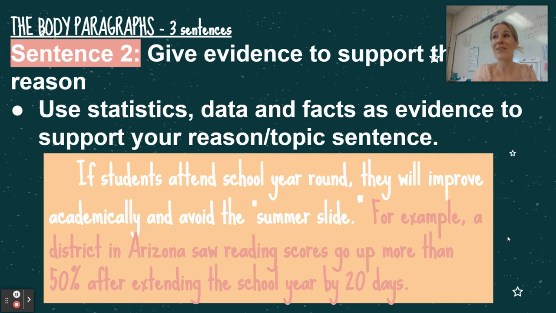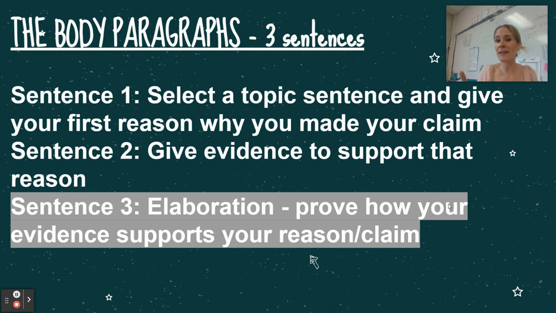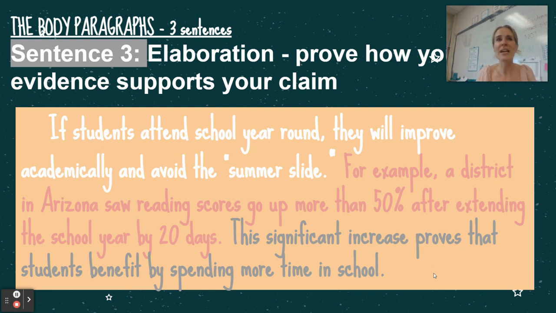Now, what did I use in my evidence to make my evidence really strong? Everybody? Statistics, numbers, that's right. Clear data that really shows that students improved academically. Okay, we've got my reason, I gave evidence, and now sentence 3, just like always, is my elaboration. I just now have to prove how my evidence supports the reason I gave. So I need to show how my evidence supports that students will improve academically. So my sentence to explain that was, this significant increase proves that students benefit by spending more time in school. Okay, just a simple explanation of how my evidence supports my reason.